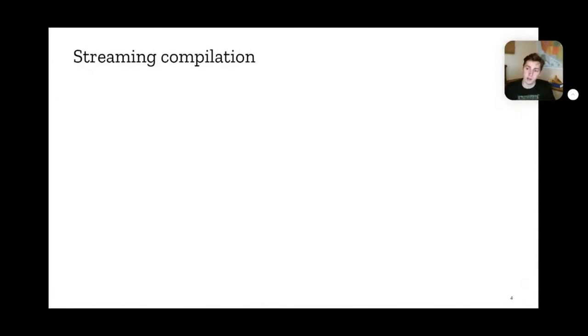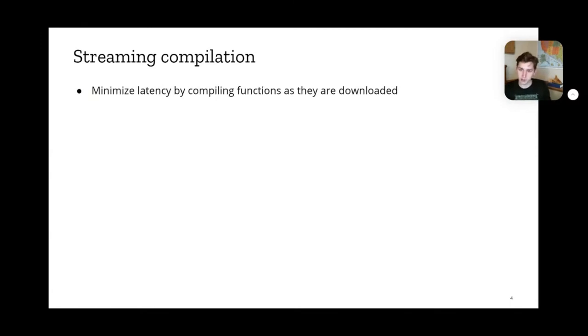So tiering is one trick, streaming is another. The basic idea with streaming is let's minimize the latency of compiling a module by compiling functions as they're downloading. Fundamentally, we're exploiting parallelism between the network interface and CPU and memory by being able to compile at the same time that we're also downloading. So it's pretty nifty, and WebAssembly was well designed in that this is actually enabled and it's really not too difficult.